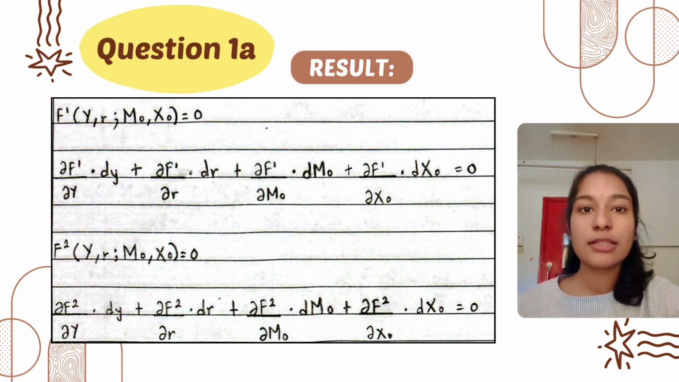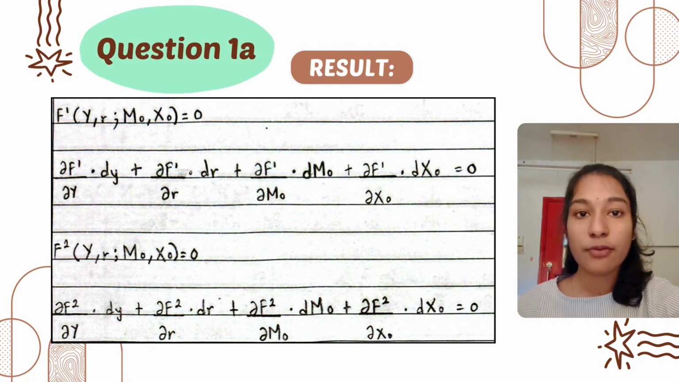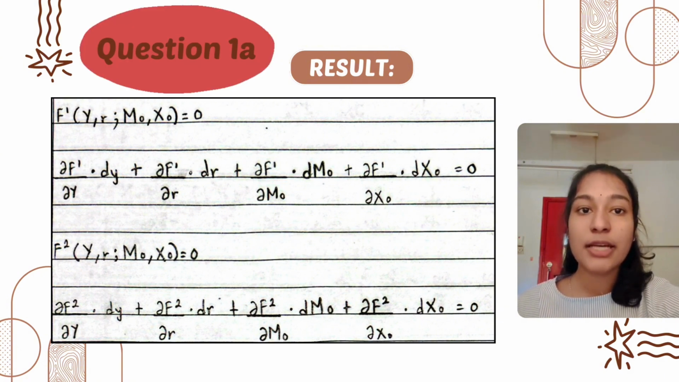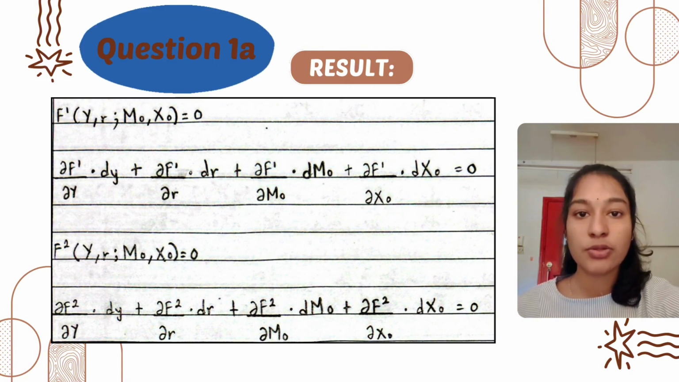So the result is, for f1, ∂f1 divided by ∂y times dy plus ∂f1 divided by ∂r times dr plus ∂f1 divided by ∂mo times dmo plus ∂f1 divided by ∂xo times dxo equals to 0.